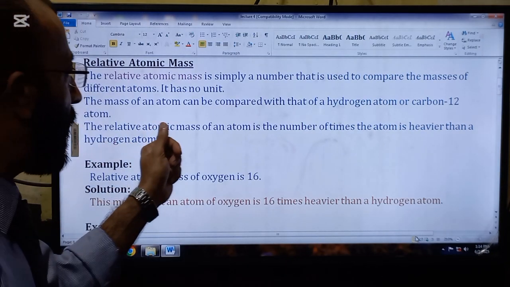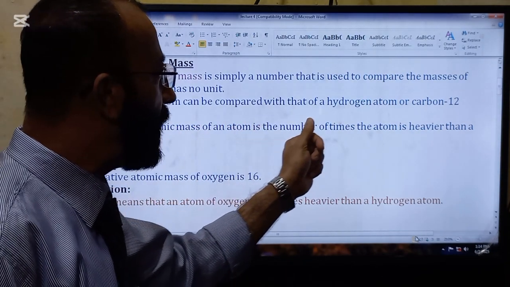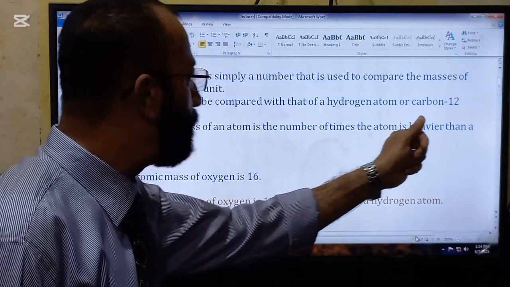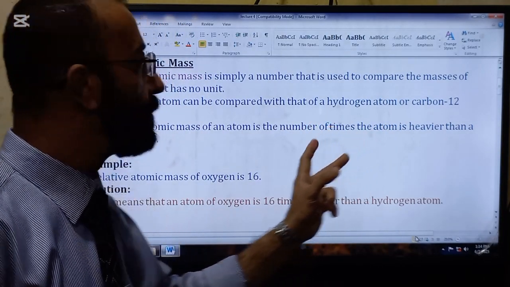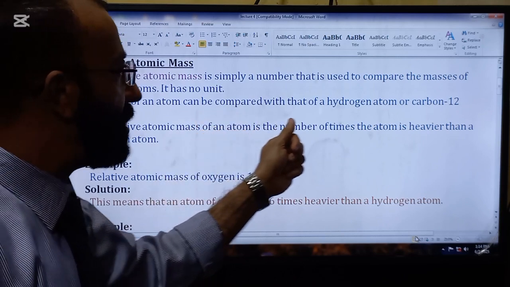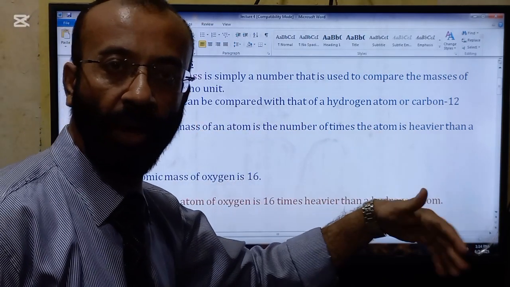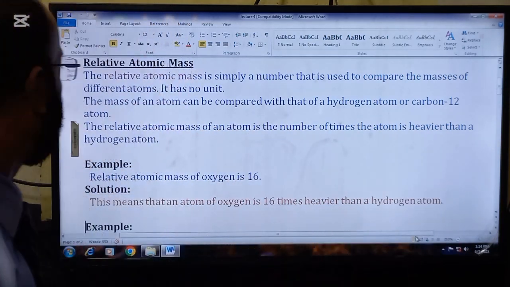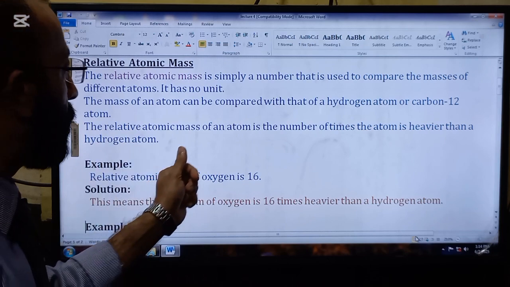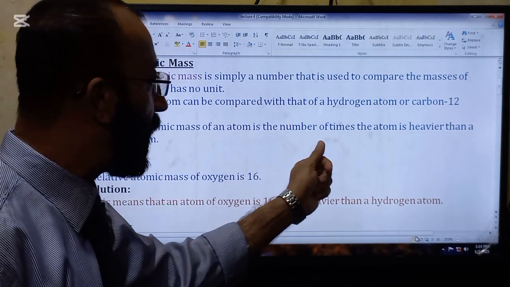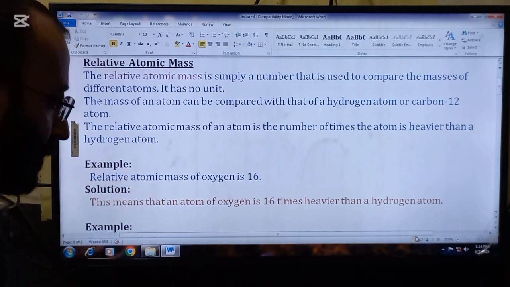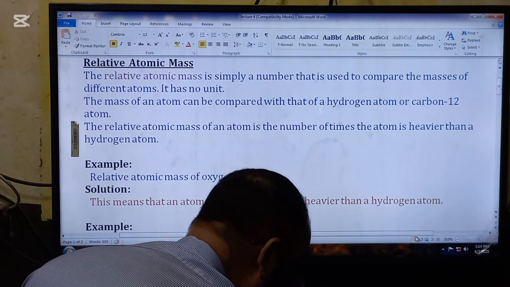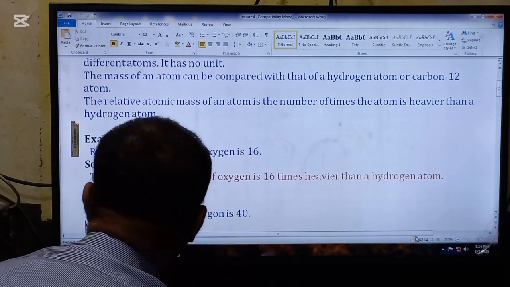The mass of an atom can be compared with that of the hydrogen atom or carbon-12 atom. So these are two bases. Any atom can be compared with hydrogen atom or carbon-12 atom. The relative atomic mass of an atom is the number of times the atom is heavier than a hydrogen atom. So first we are comparing any atom with hydrogen atom.